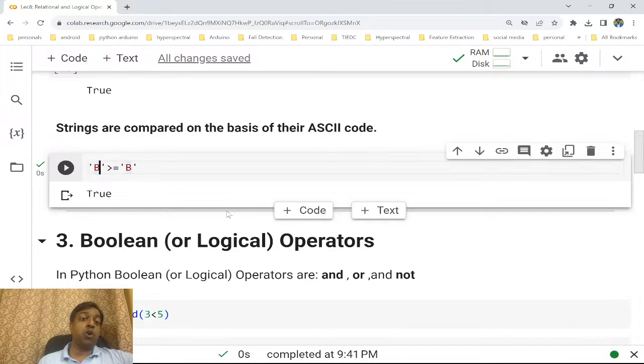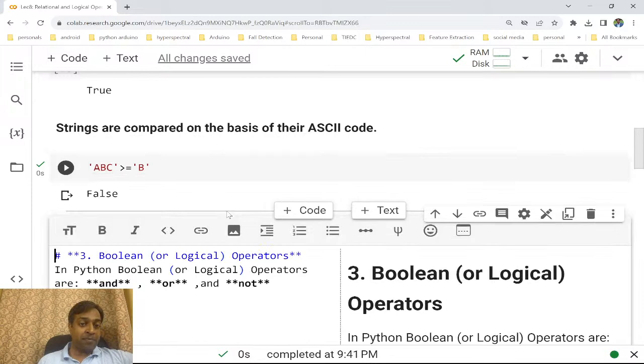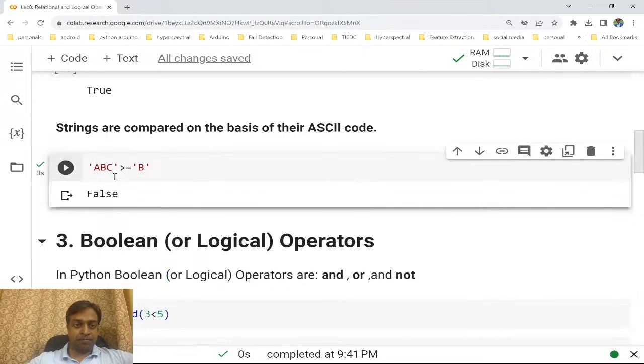Now the question is, what about words? Suppose I write ABC, will it give an error or will it display some result? So let me execute it. If I execute this, you can see the answer is false. Why? Because if you follow the English dictionary, then in the English dictionary this ABC will appear first.